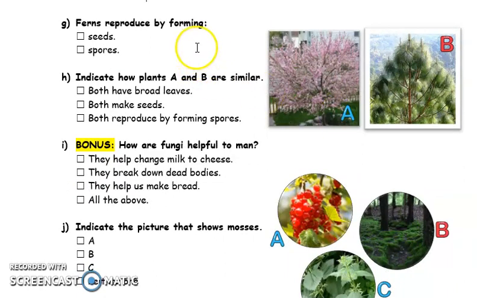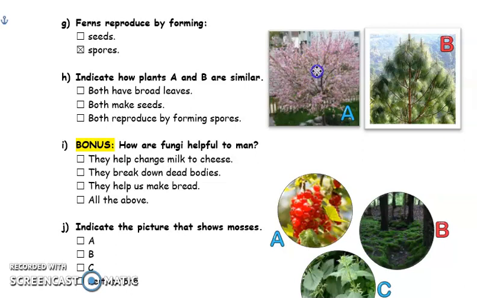Ferns reproduce by spores. Ferns are flowerless and seedless plants. On the underside of the ferns, we can see spores, and when these spores are in the right places, they will grow into a new fern plant.